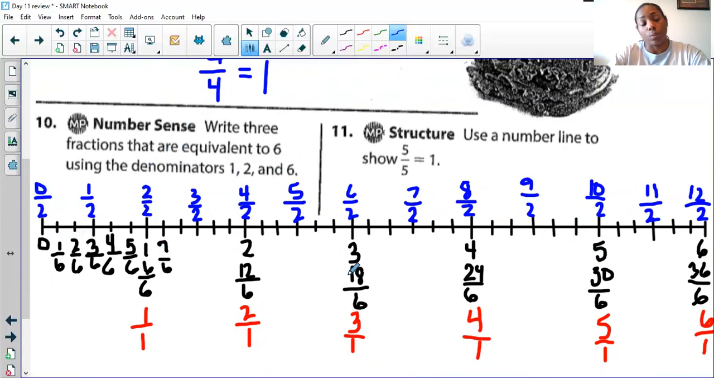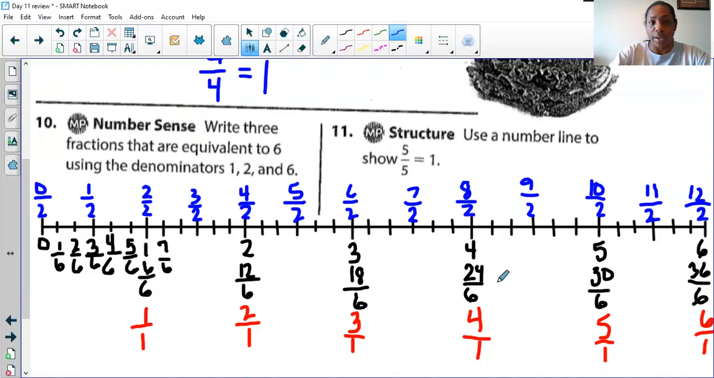I've written out, well, almost written out. I broke it down a little bit more because I wanted you to take a closer look and figure out what goes in between here. So those are for the halves. And then there's the sixths. And then down at the bottom, I did the ones as the denominator. So if we take a look at number 10, what three fractions are equivalent to 6 using the denominators 1, 2, and 6? So all we have to do is come right over here and take a look.